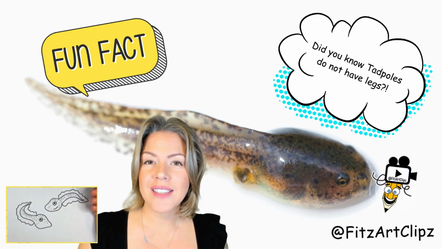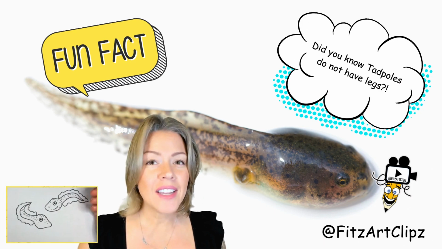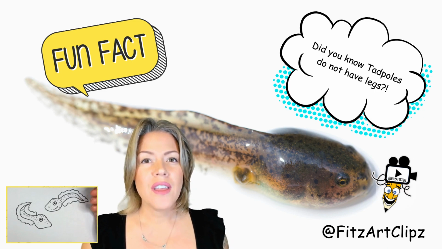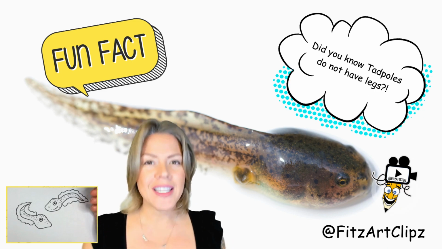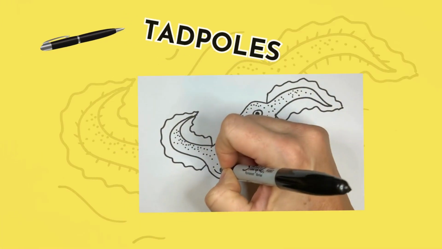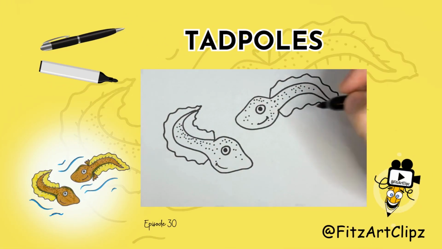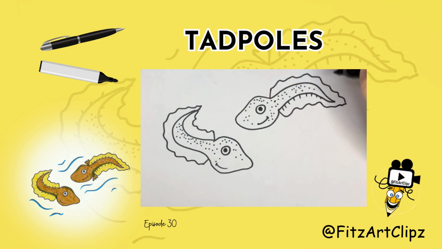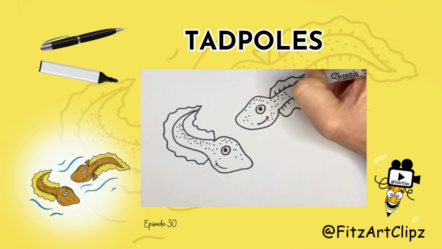Tadpoles don't have legs until they mature. They have tails that help them swim in the ponds. As they grow, their tail disappears and their legs emerge. And then if you want to draw in a few details, here you can.